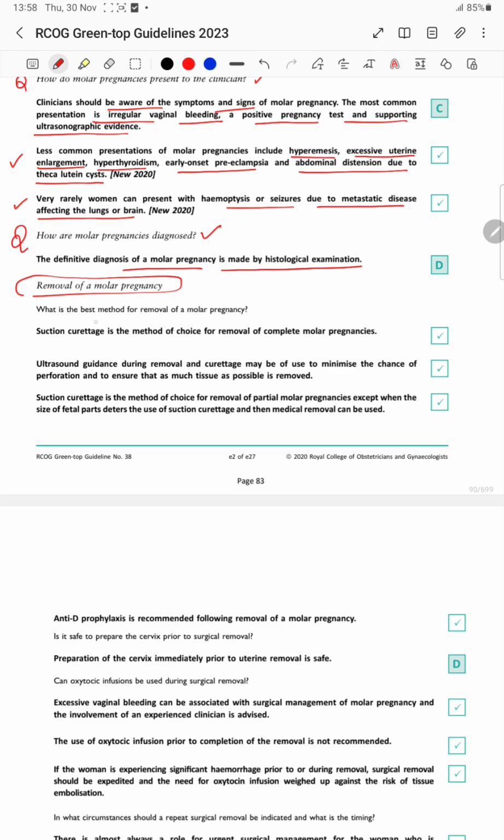Removal of a molar pregnancy. What is the best method for the removal of a molar pregnancy? Suction curettage is the method of choice for the removal of complete molar pregnancies. Ultrasound guidance during the removal may be of use to minimize the chances of perforation and to ensure that as much tissue as possible is removed. Suction curettage is also the method of choice for the removal of partial molar pregnancies, except when the size of the fetal parts deters the use of suction curettage, and medical removal can be used.